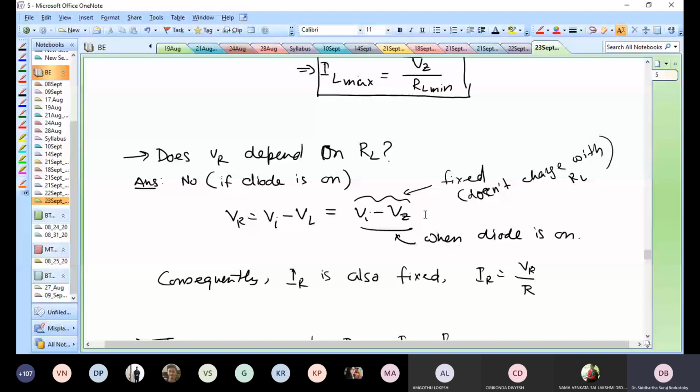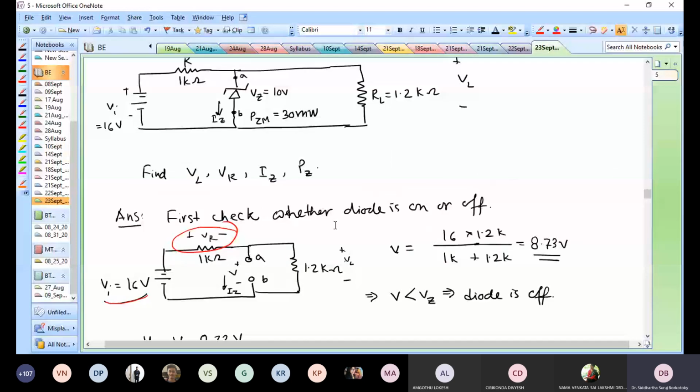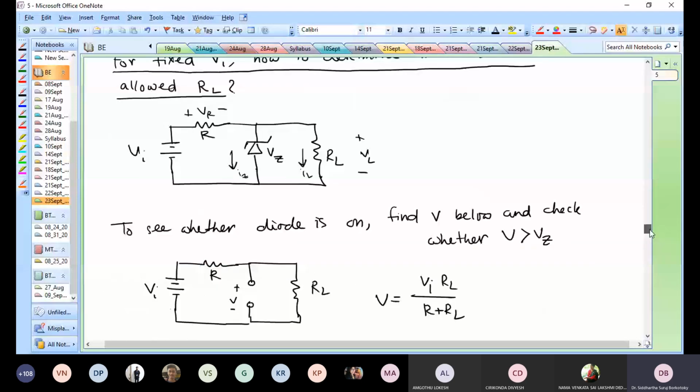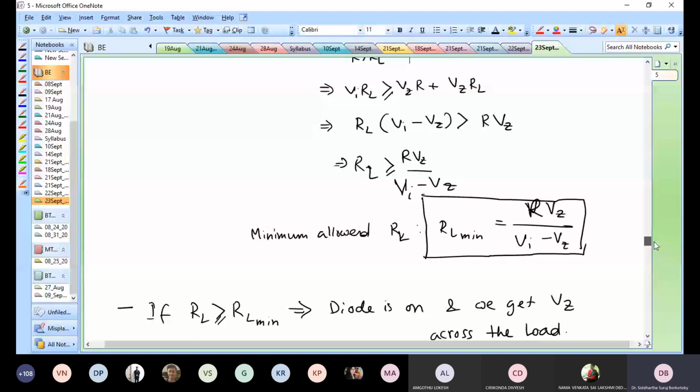So you could just do the same example here. You can take this example and see what is the minimum current, what is the maximum current. For this particular example, the two numerical examples we did were for two different values of RL. So from here, you could easily tell what is the minimum value of RL acceptable for this particular network. And that RL min is just R VZ by VI minus VZ.